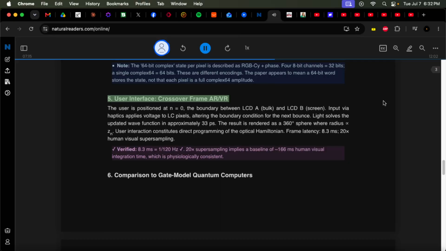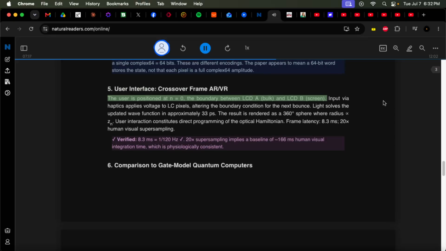5. User interface, crossover frame AR/VR. The user is positioned at n equals 0, the boundary between LCD-A and LCD-B.